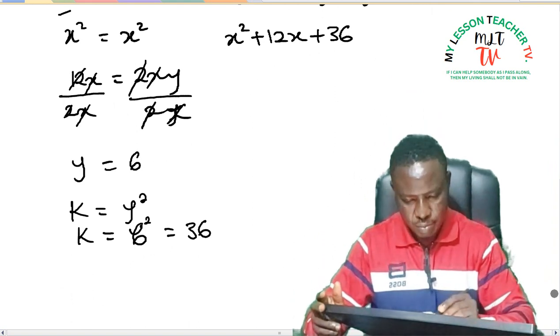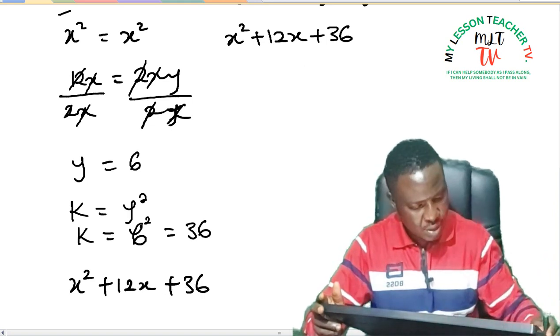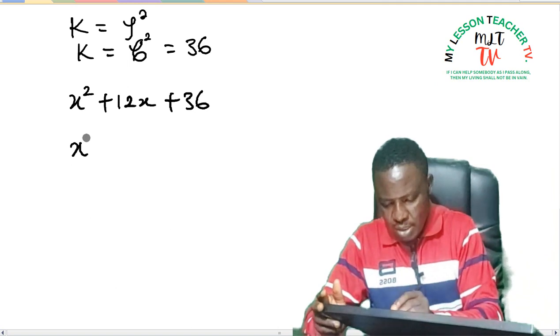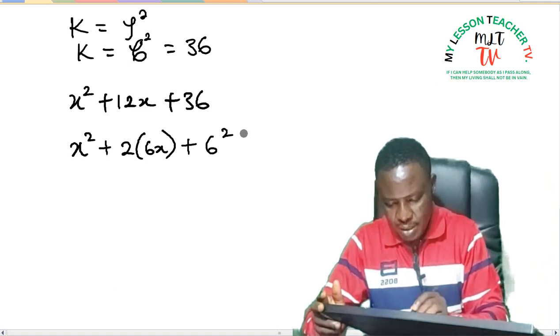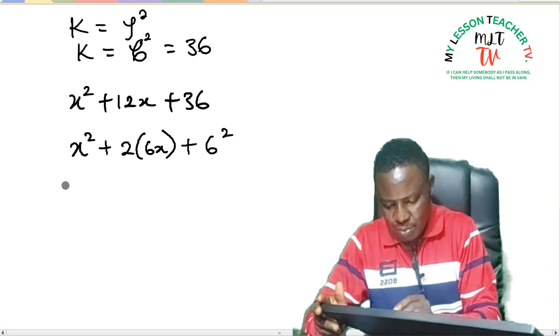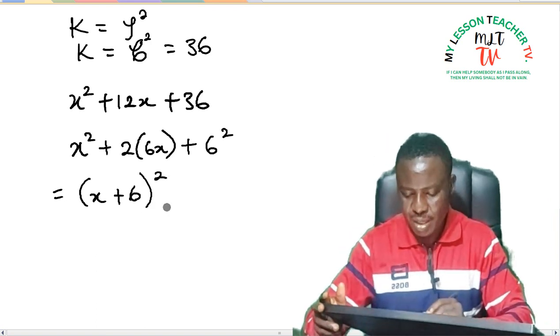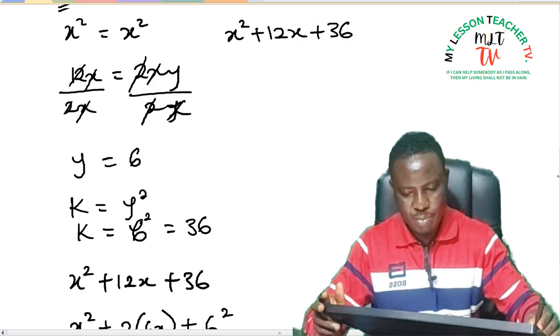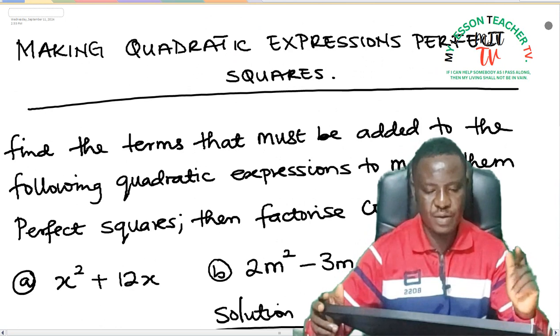So factorizing this, we have x squared plus 12x plus 36. This becomes x squared plus 2 into 6x plus 6 squared. So that when you factorize it, it becomes x plus 6 all squared. So this is how you can make quadratic expressions that are not perfect squares perfect squares.